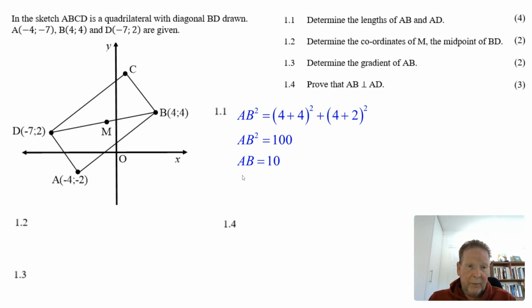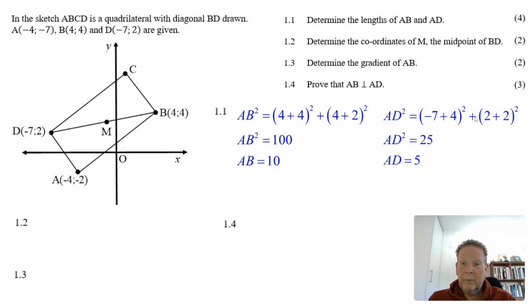Well, I do exactly the same thing with AD. I go minus 7, minus minus 4, 2 minus minus 2. I get minus 3, which is squared, which is 9, 4 squared, which is 16, 25, square root it, AD is 5. Now, what are the coordinates of M, the midpoint of B and D?